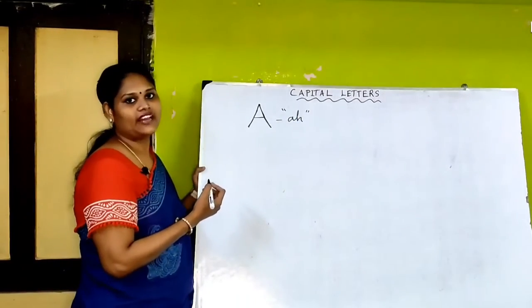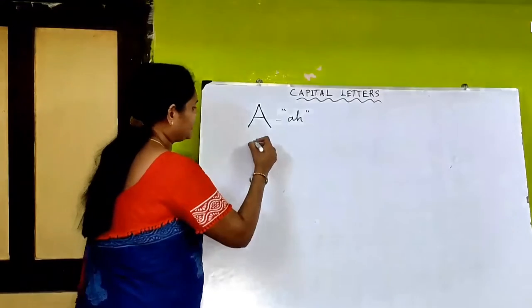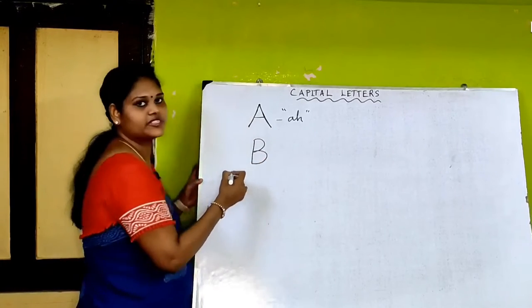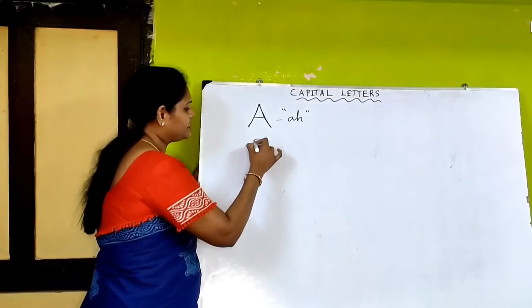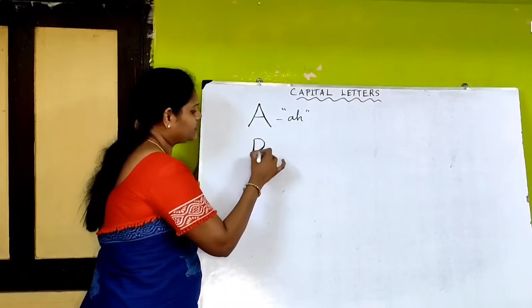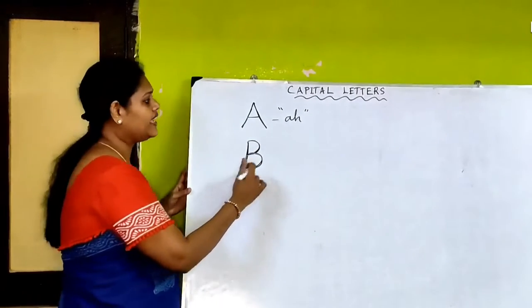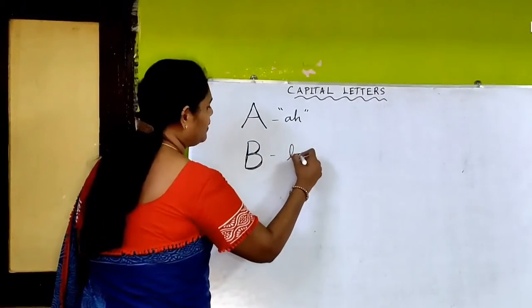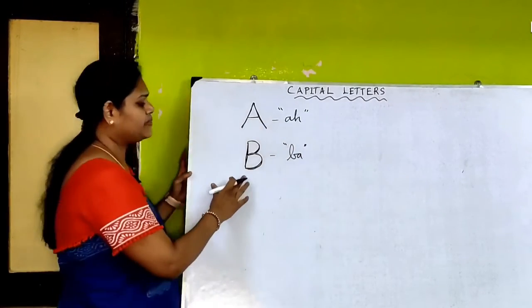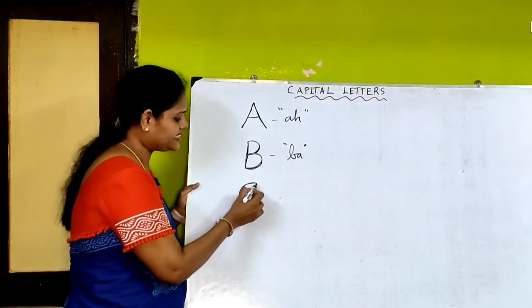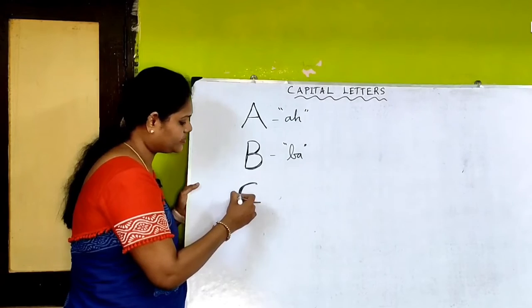Coming to the second alphabet B, standing line, half circle to the left, half circle to the left. Okay, again I repeat, standing line, half circle to the left, half circle to the left. This is alphabet B and B says B. Next letter is the capital C, half circle to the right.